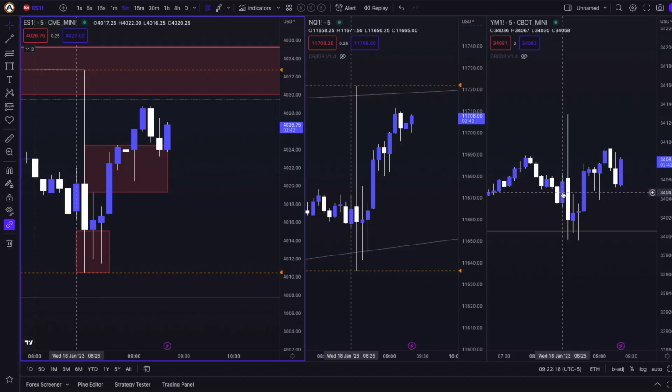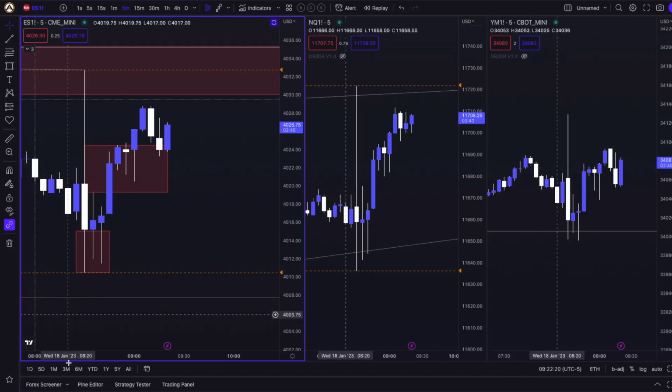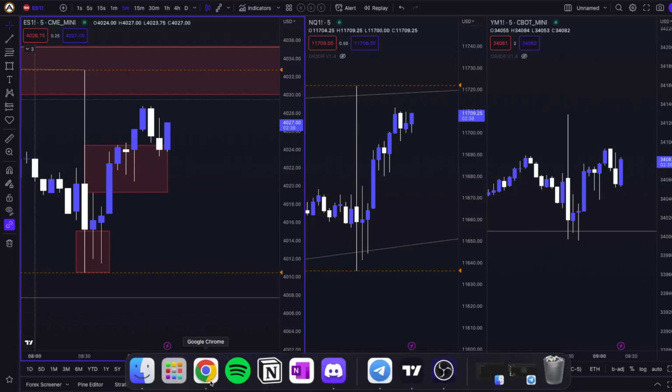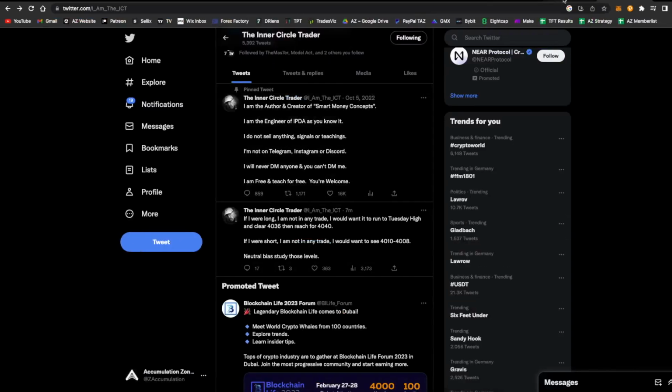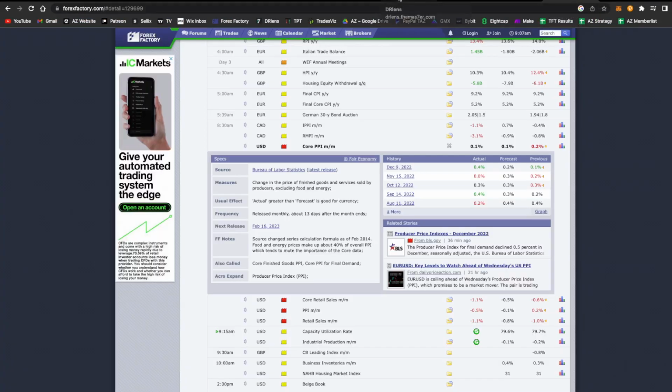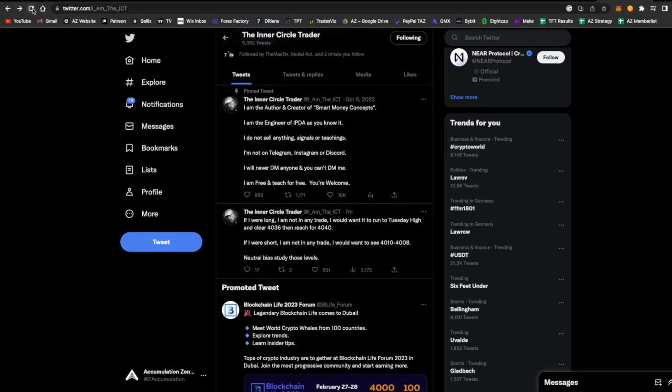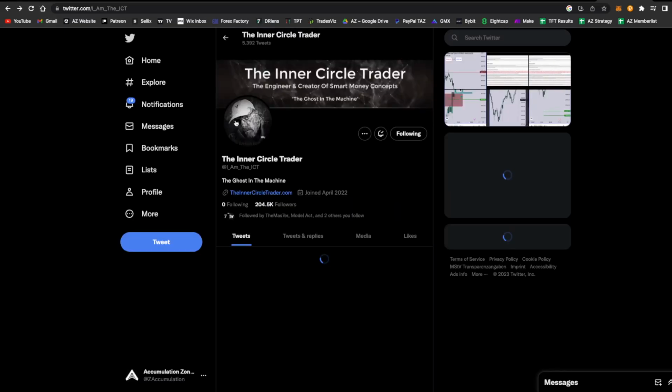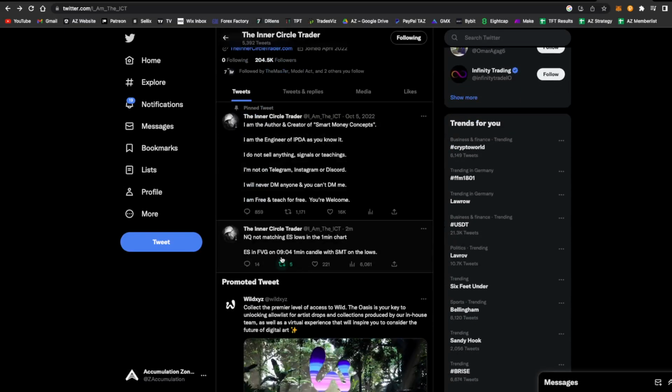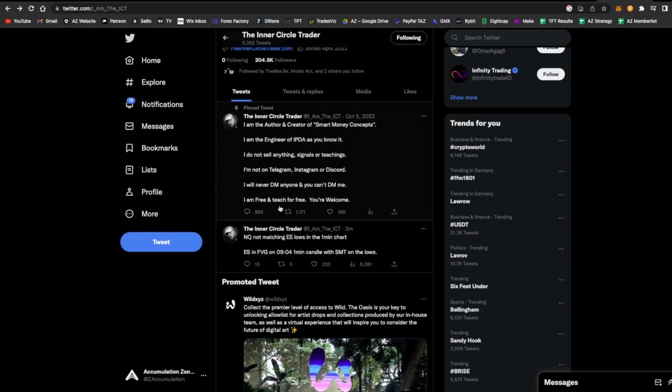NQ, not ICT, tweeted again. So let's head over to Twitter. Just saw the notification on my phone. Sorry, not Forex Factory, not DR Lens, Twitter. Nasdaq not matching the S&P lows in the 1-minute chart. ES in fair value gap on 9:04, 1-minute candle with SMT on the lows. Okay, let's have a look at what he's talking about there.